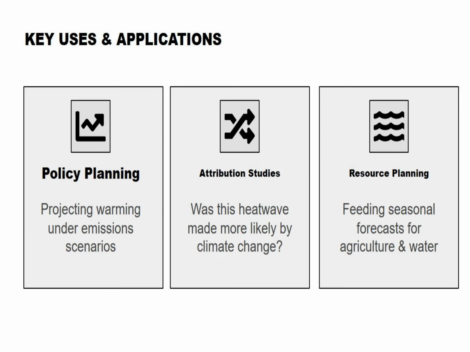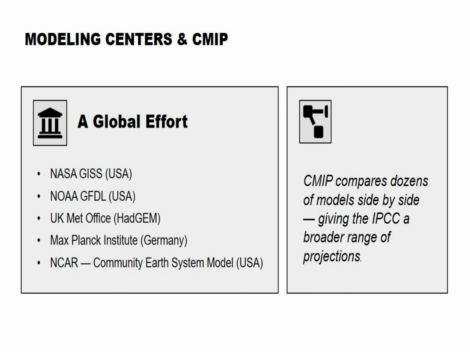Now note down the key uses and applications. These models aren't just academic exercises. They project future warming under different emission scenarios, helping shape international climate policy. They support attribution studies, determining whether a specific heat wave or drought was made more likely by human-driven change. And shorter-term versions feed directly into seasonal forecasting, guiding agriculture and water resource planning.